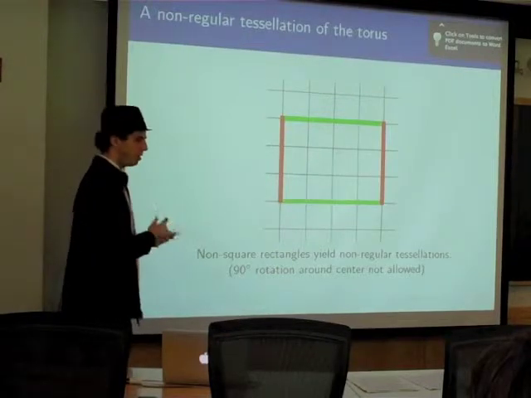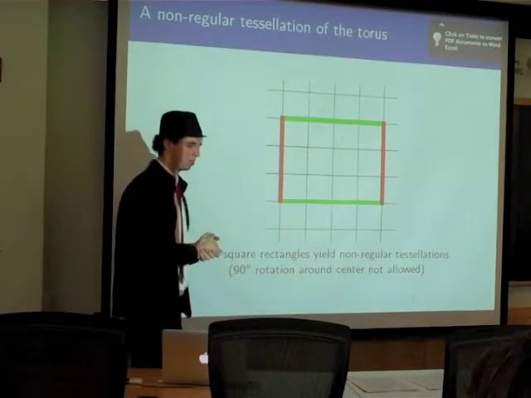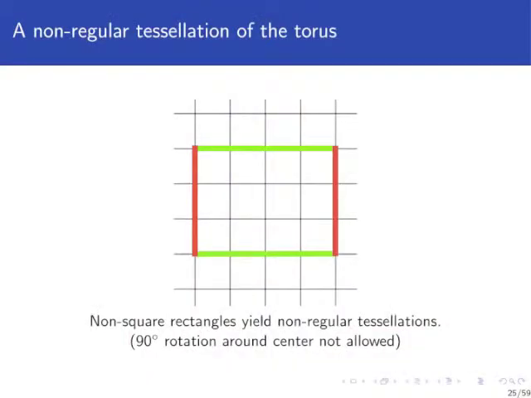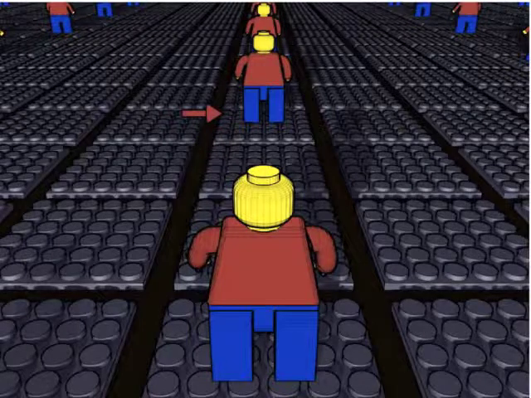Again, to make sure you understand what a regular tessellation is, let's do an example of what's not a regular tessellation. Let's take this 3 by 4 rectangle and glue it together to a torus, and then look at the inside view of Lego man. And look at the feet with respect to this arrow.